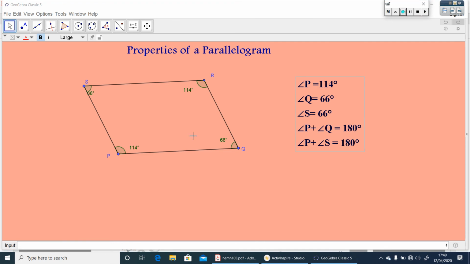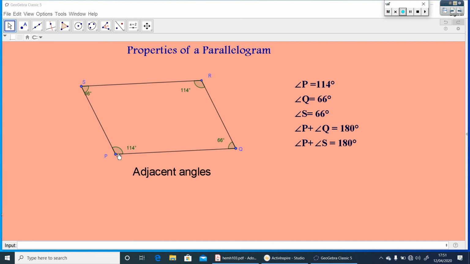Here angle P and angle Q, we know they are called adjacent angles. Another pair of adjacent angles are angle P and angle S. Now here angle P is equal to 114 degrees, angle Q is equal to 66, angle S is equal to 66. I am taking the sum of one pair of adjacent angles, that is angle P and angle Q.